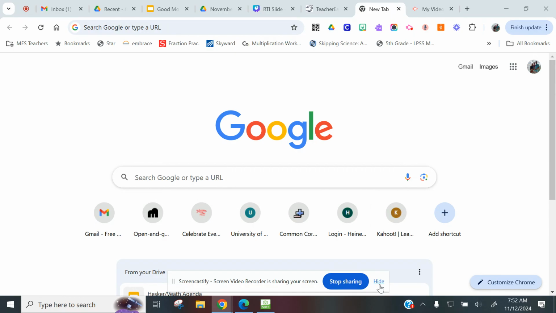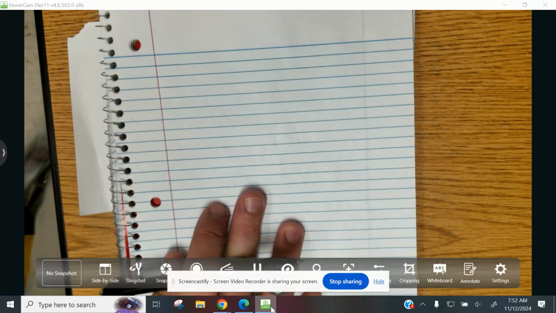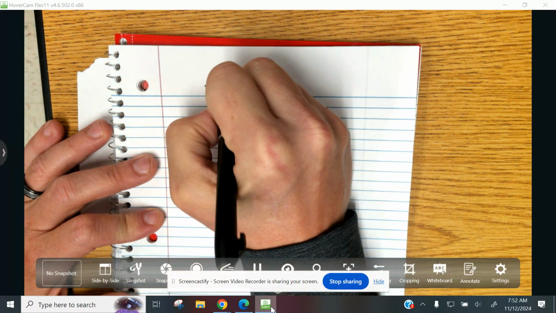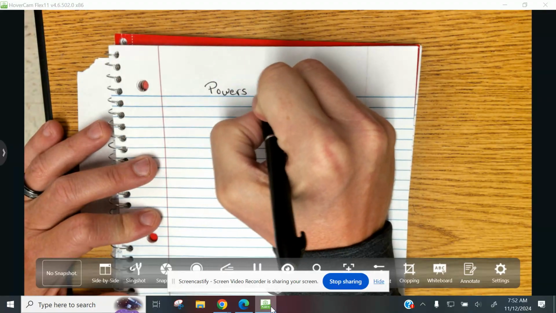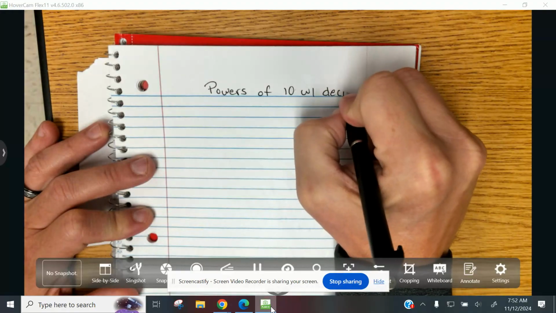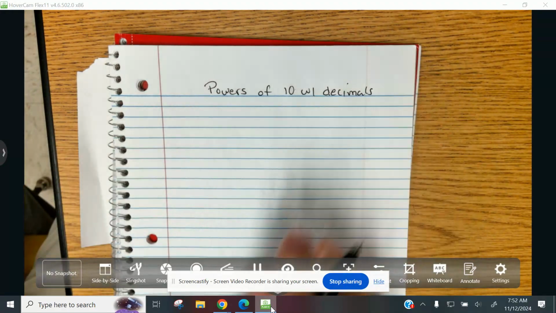So we're into a new unit, or a new chapter. We are doing lesson 4.1. We are doing powers of 10 with decimals. Cool thing is, if you've been with us the whole time, we have actually completed this lesson already. So this is hopefully going to be somewhat of a review and then somewhat of a maybe deeper understanding.